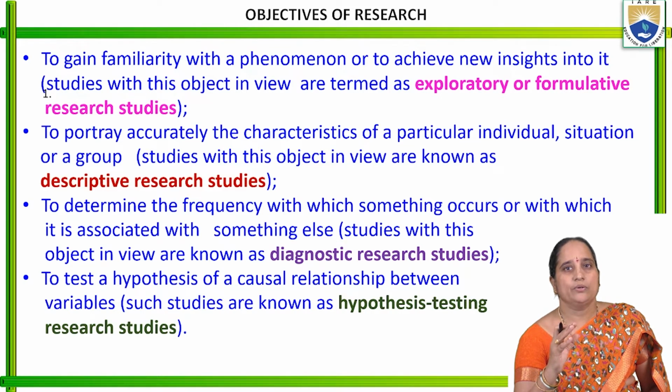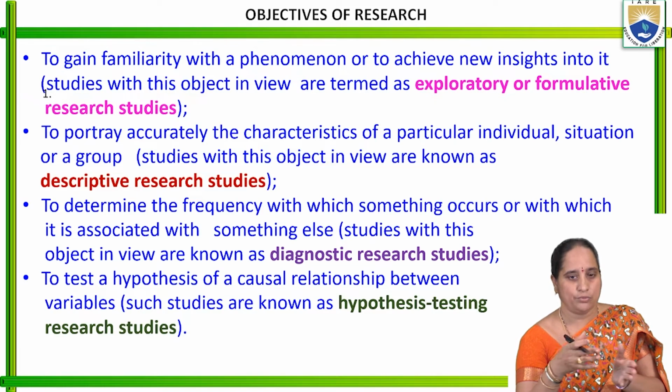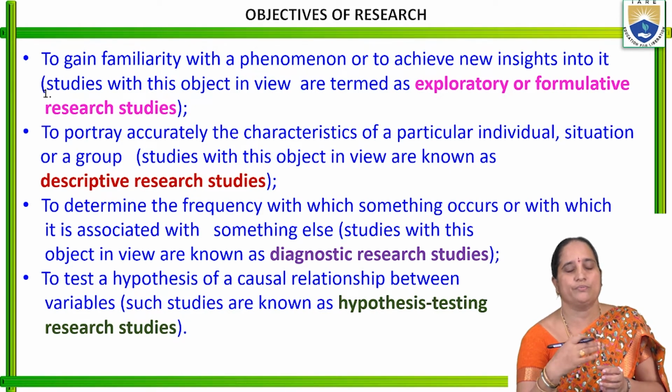And the next one is to show accurately the characteristics of an individual, a situation, or a group. For all these things we conduct different types of studies, because we are going to describe the characteristics of a particular individual, a particular situation, or a group of people or group of firms. When you describe certain characteristics, that study is known as descriptive study. For example, while coming to college, if anyone met with an accident on the road, immediately we explain the situation, how it happened and everything. That means you are describing something about the particular issue. So that is known as descriptive study.